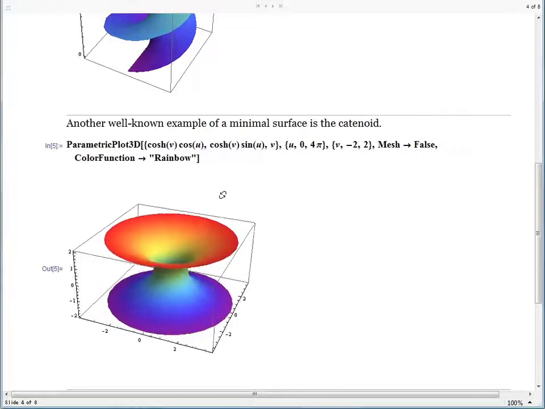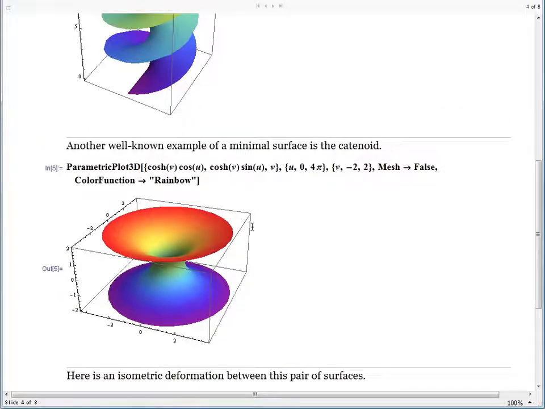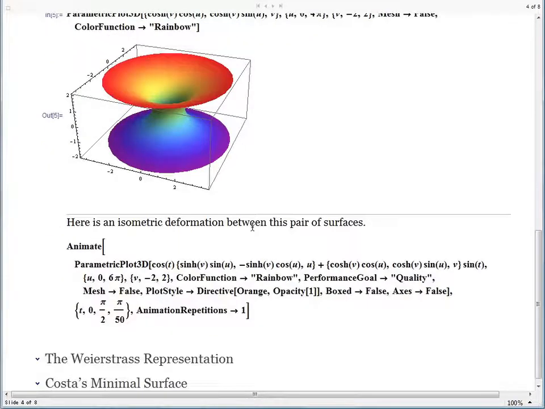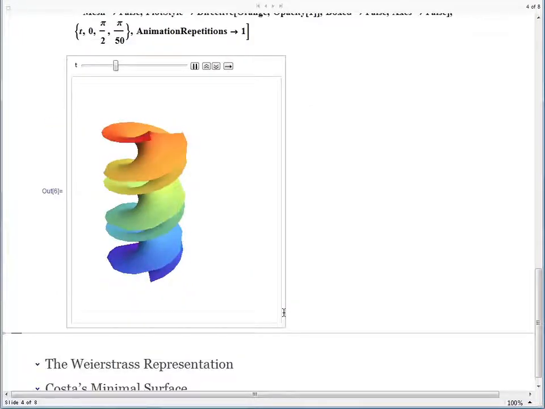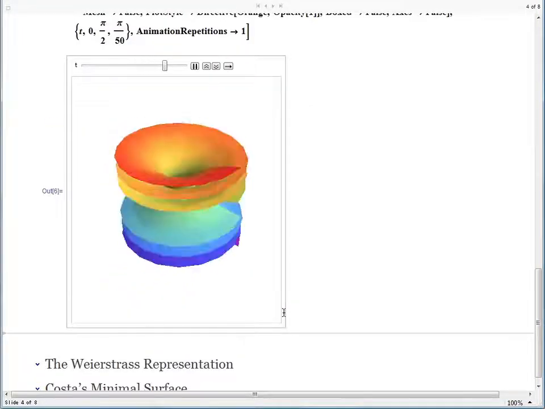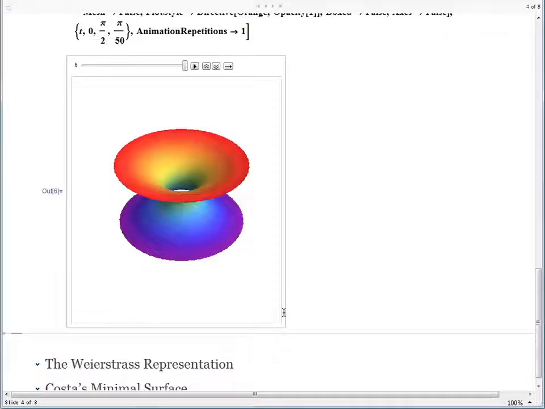Now the remarkable thing about this pair of minimal surfaces is that you can deform one of them to obtain the other without changing the geometry, and that's what is called an isometric deformation. So when I run this animation over here, what you see is you initially have the helixoid, and then finally after some time it will collapse and give you the catenoid. So let's run the animation over here, and you initially have the helixoid, then it collapses further, and finally what you get is the catenoid.